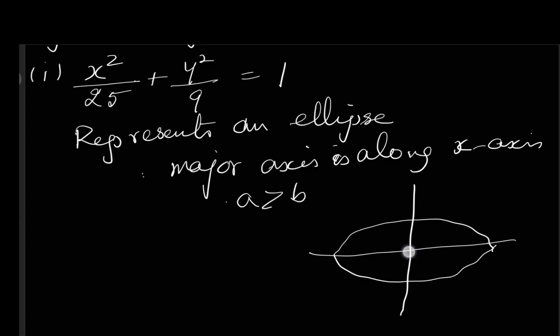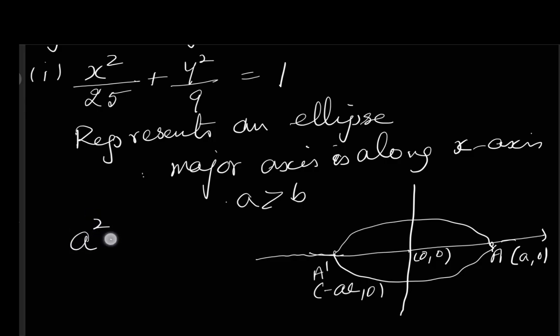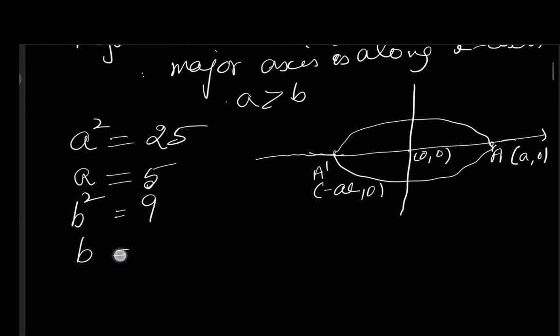the position of this ellipse here, and also we have only just x square, so therefore the center is 0, 0, and here your vertex A dash, and this is A. So A comma 0 and minus A comma 0. So A squared value is here 25. So A value is 5 and B squared value is 9. So B is here 3.